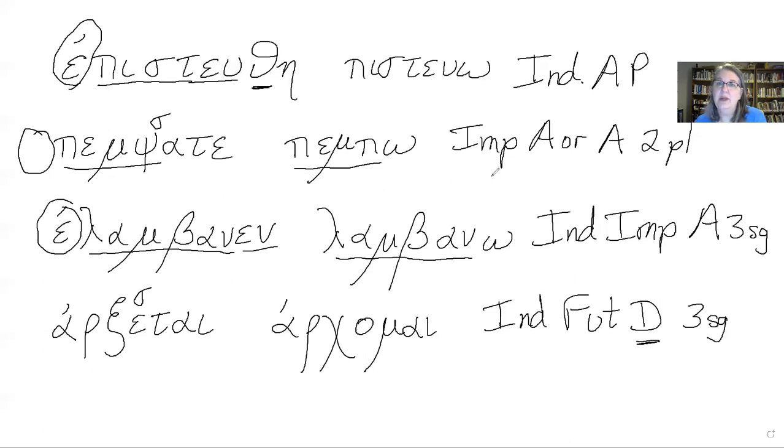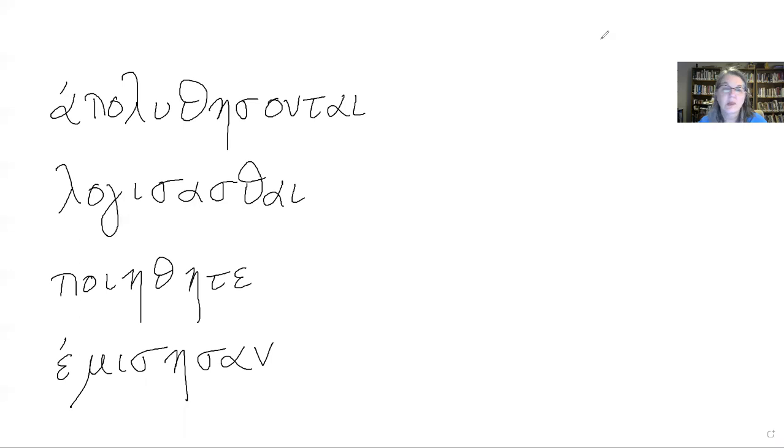All right, so let me put up the next four, and then we'll keep going. All right, the next four forms, we have apoluthesontai. This comes from the verb apoluo. And so here we have this stem, which we see right here.